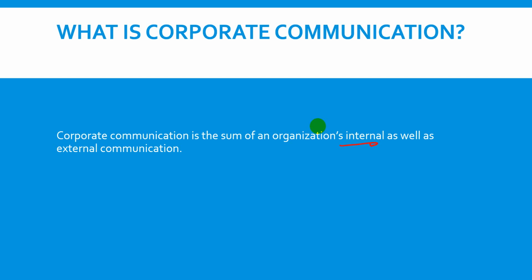Also, suppose you went to another firm to pitch for your company. How will you communicate there? Is the way of expressing your ideas the same for both situations? Is your way of talking to your friend or your boss the same? Absolutely no. In this section, we're going to make ourselves familiar with a different type of communication. So, corporate communication is the sum of an organization's internal as well as external communication.